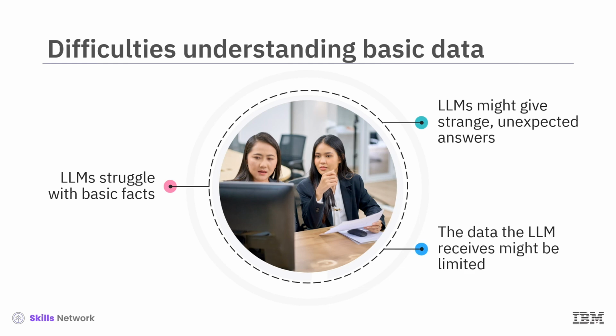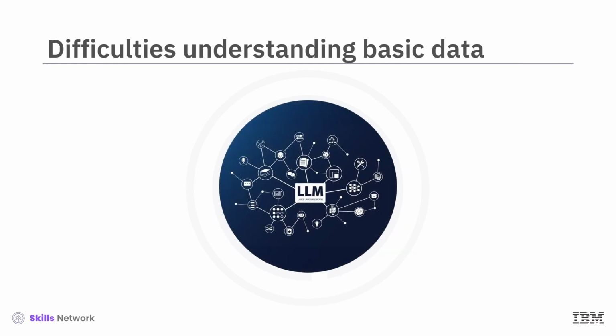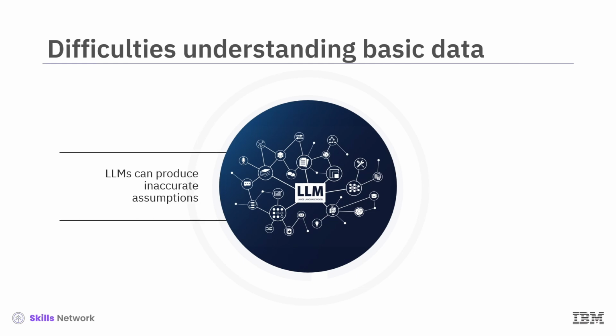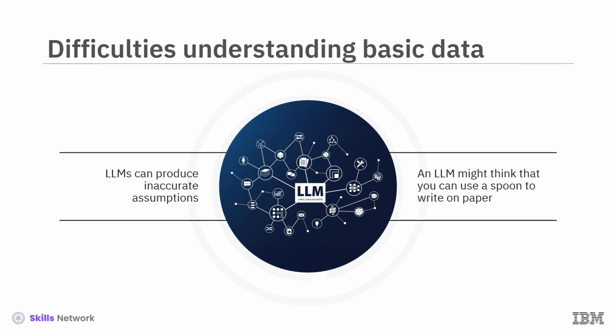Many LLMs learn from internet data, but a lack of data can create problems if the data is limited. For example, due to a lack of data, an LLM might produce inaccurate conclusions based on the following assumptions. First, you can hold a spoon in your hand. Second, you can write on paper by holding a pen in your hand. Based on this information, the LLM might deduce that you can use a spoon to write on paper.